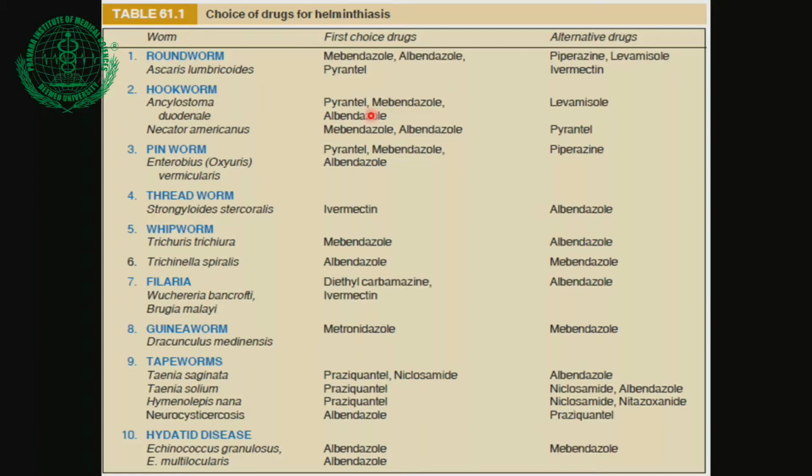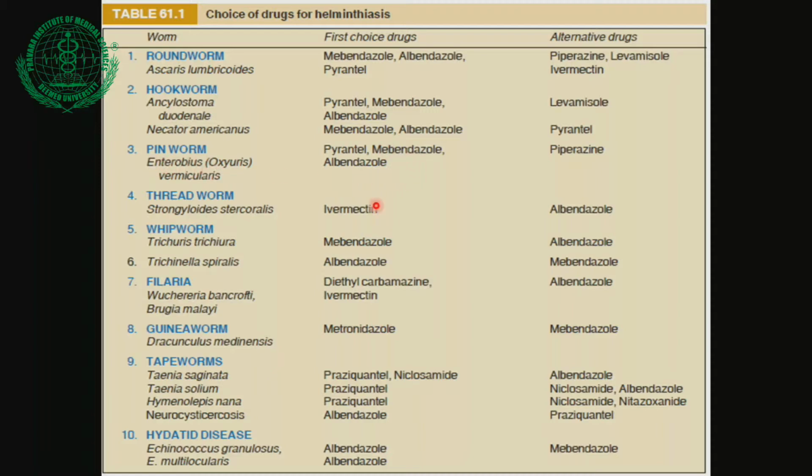Now this is a chart which is also given in your book, Tripathi, the choice of drug for helminthiasis. This is the most important part of the lecture. But I will just explain it very briefly, and we will discuss this again in the last. So roundworm, that is Ascaris, you can see the first choice drugs are mebendazole and albendazole. Hookworm, that is Ancylostoma duodenale and Necator americanus, again the first choice drugs are mebendazole, albendazole, along with pyrantel pamoate. But we will discuss mebendazole and albendazole. They are preferred rather than pyrantel pamoate because of certain side effects.